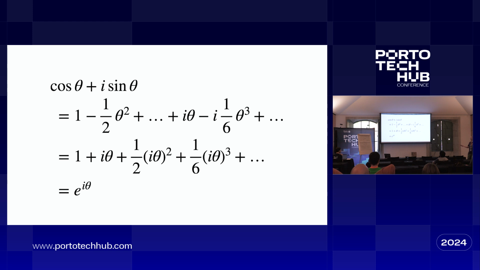And so this, which looked awful, cos theta plus I sine theta, we can consider as the analytic continuation of the exponential function to the complex plane. What does analytic continuation mean? Doesn't matter. Ask ChatGPT later, okay?